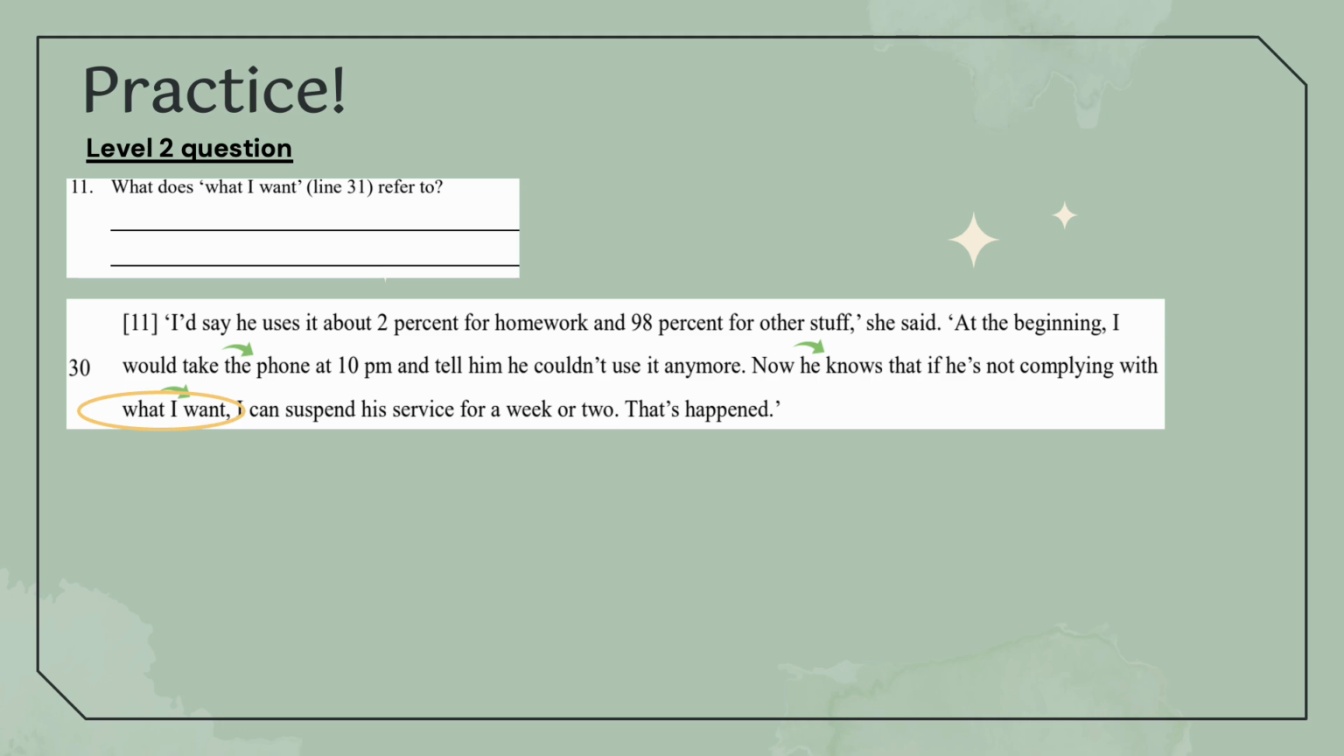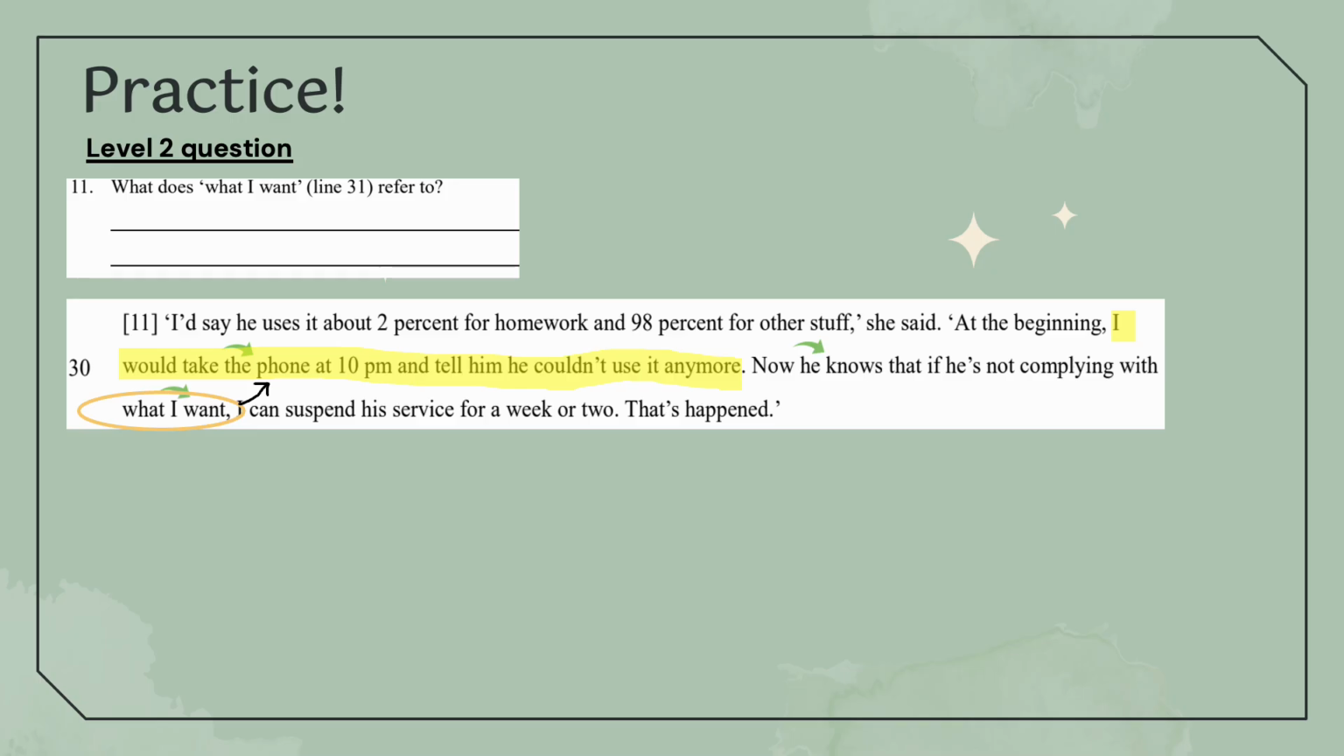First of all, step number 1, we have to circle the reference phrase "what I want" in line 31. Next, step number 2, we have to understand the whole context. By reading lines 29 and 30, you will understand that this is a mother talking about her son's phone use.